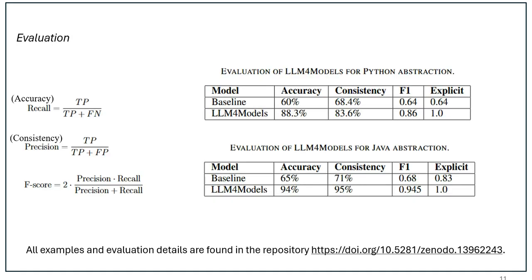And to evaluate, we used measures of accuracy and consistency, otherwise expressed as recall and precision. Accuracy reflects how much of the source is accurately represented in the target, and consistency concerns how much of the target is originating from the source. In other words, we want to minimize spurious elements. Combining those two gives us an F score. The baseline is the untrained LLM without fine-tuning, and the LLM for models is after fine-tuning, and we can see a generally improved accuracy.